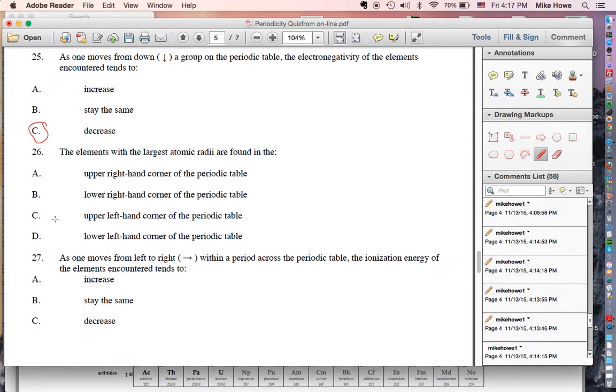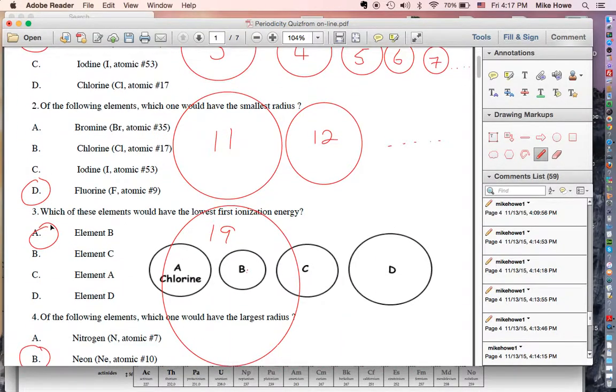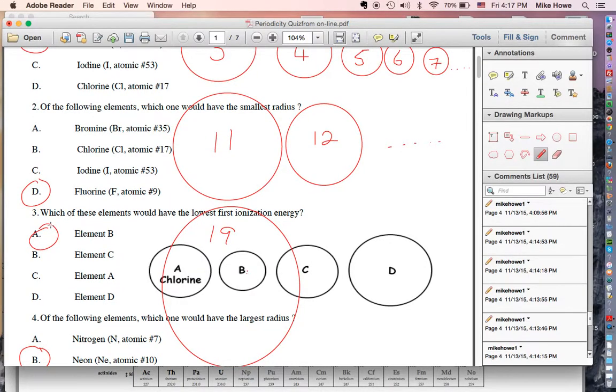So where are the biggest atoms? They would be where the most active metals are, the lower left-hand corner of the periodic table. If you look up here at this picture again, they get bigger as you go down, they get smaller as you go right. So the very, very biggest would be right in here, and further on down would even be bigger.